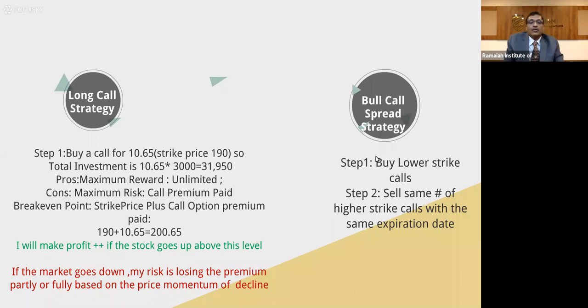Because if the market goes down, I'm losing the premium partly or fully based on the price momentum of decline. Imagine I paid 10 rupees 65 paise, 31,000 rupees, 32,000. And if the market is not bullish, what will happen? If the market expires at 190, what will happen? I lose the entire premium, because I pay 10.65.